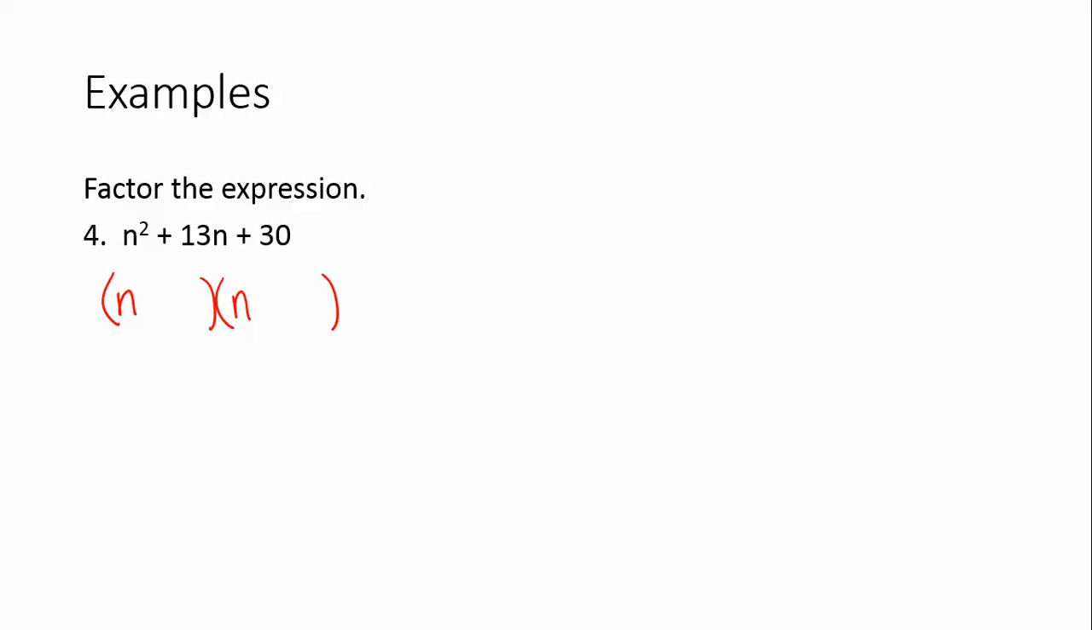So 1 and 30. We have 2 and 15. We have 3 and 10. 4, 5, and 6. And so if we're looking at which ones add up to the middle, that's going to be the 3 and the 10. So I'll put the 3 in the front, the 10 in the back. Again, my C is positive, so that means the signs in the parentheses are going to be the same, and they're going to match the middle, so they are both positive.